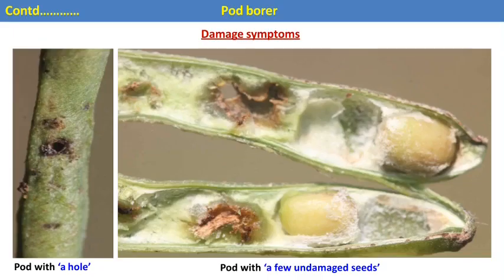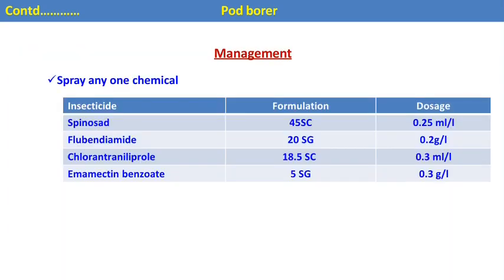These are some of the symptoms: the borehole on the surface of the pods, and pods with few undamaged seeds. Then how can we manage this pest? These are some of the recommended insecticides against the pod borer in green gram and black gram: spinosad, flubendiamide, chlorantraniliprole, and emamectin benzoate. We can spray these chemicals at the recommended dose at a regular interval.